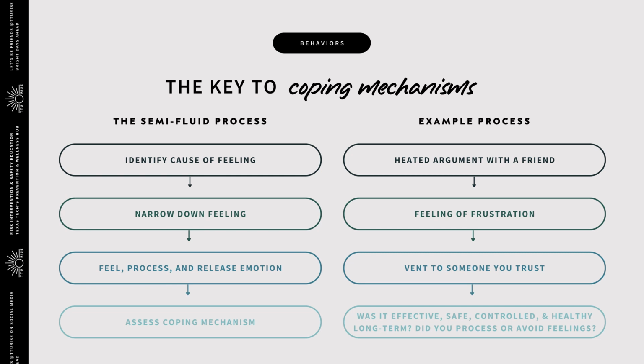And assess your coping mechanism with the following questions. Was it safe? Was it controlled? Is it healthy long-term? Did it allow you to process your feelings? And then did it just allow you to avoid your emotions? So take a few minutes to complete that activity.